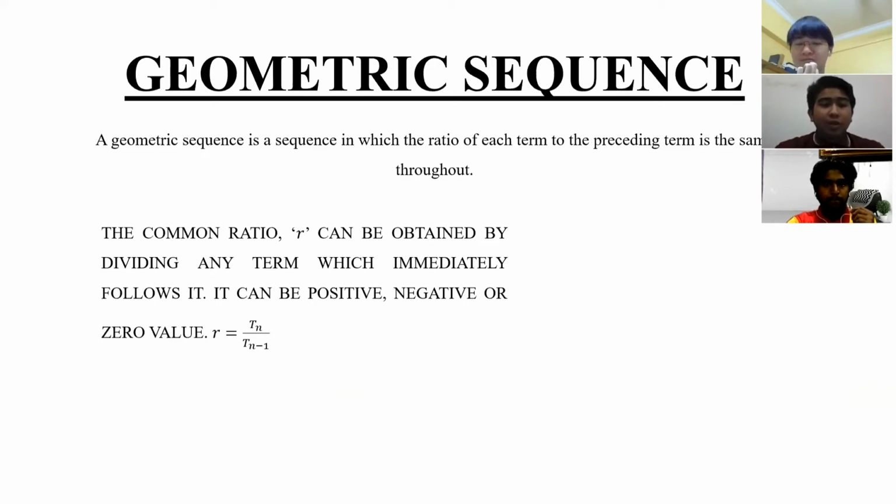Next, we will talk about the geometric sequence. A geometric sequence is a sequence in which the ratio of each term to the preceding term is the same throughout, and the common ratio r can be obtained by dividing any term by the term which immediately precedes it. It can be a positive or negative value or even zero. This can be seen by the formula r equals Tn divided by Tn minus 1.